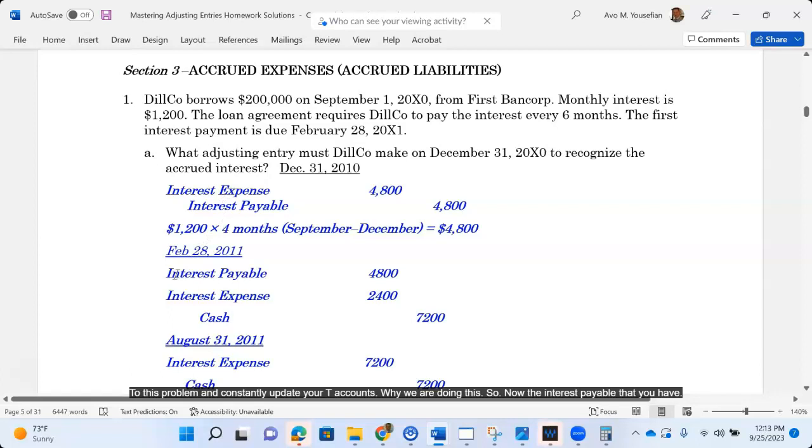So now the interest payable that you have open, you need to close it. That's a debit. Interest expense for the new year, let's say 2011, you have $2,400 interest expense to recognize, and cash goes out of your pocket. That's February 28th. What would be the next 6 months after that, which is August 31st of 2011? In that time, you have an interest expense again, $7,200 to recognize, and cash will be credited again.